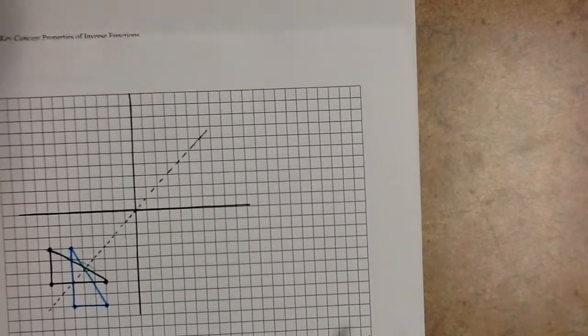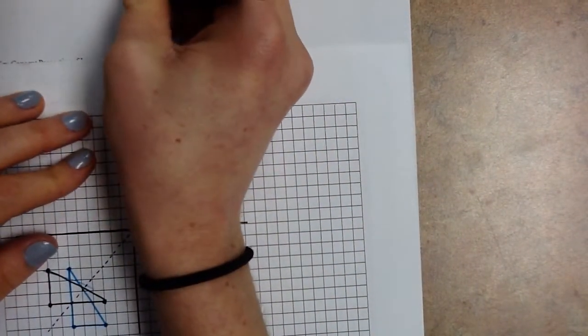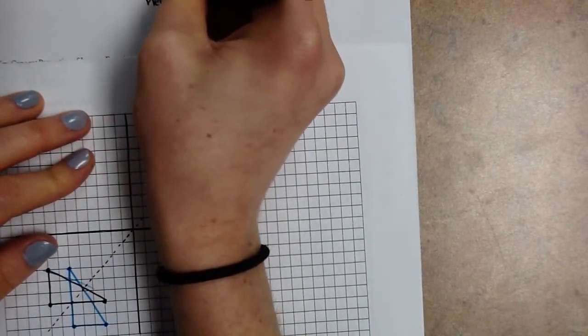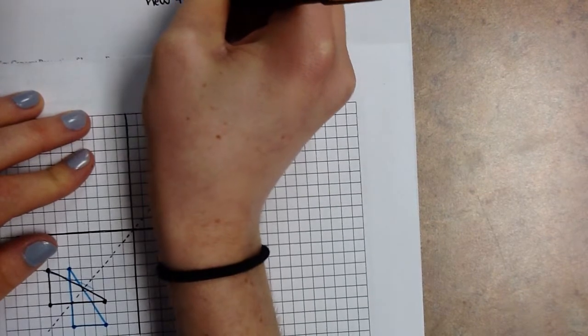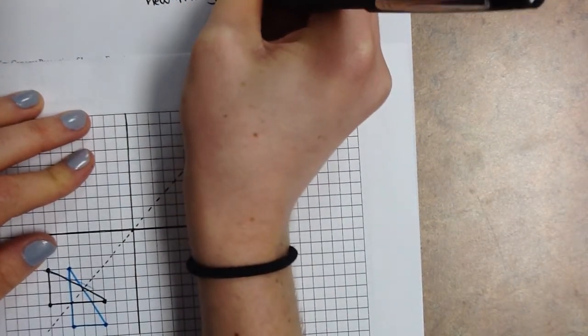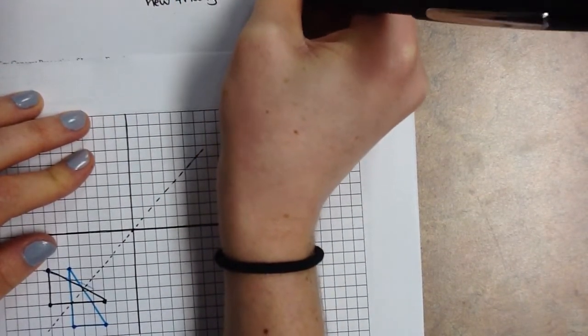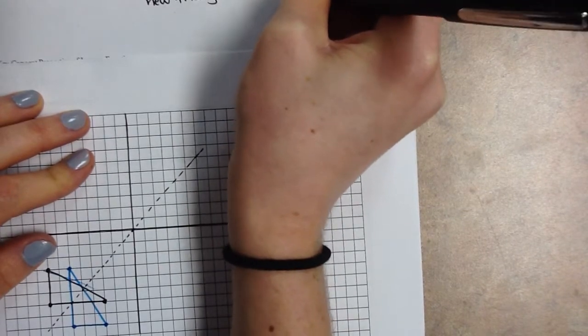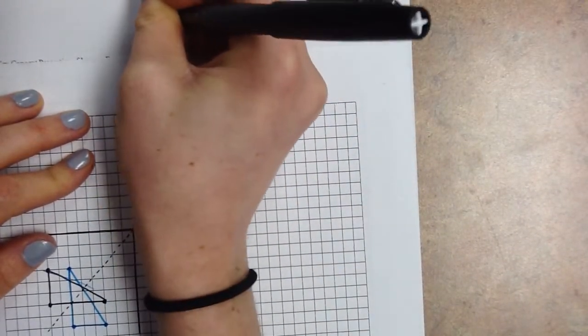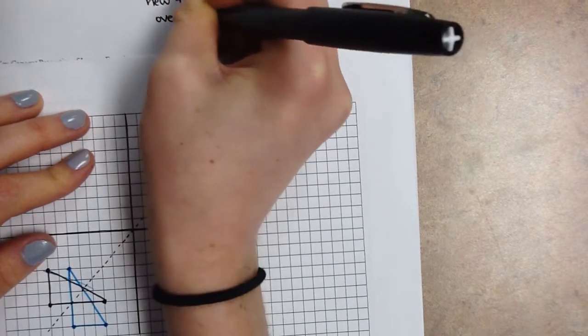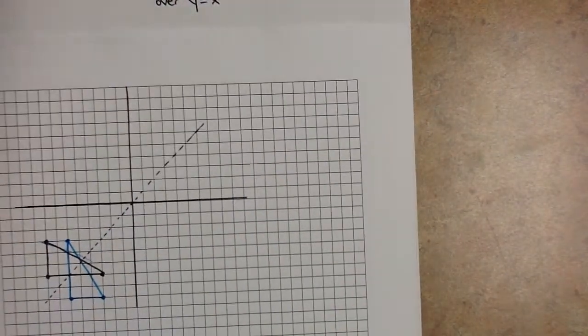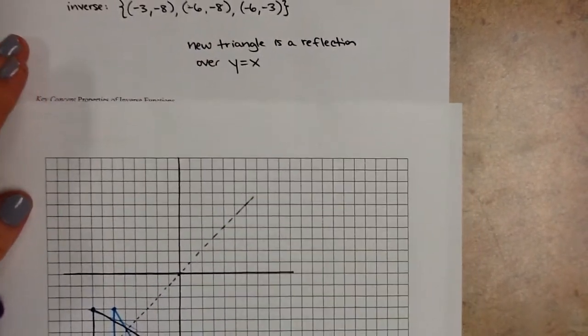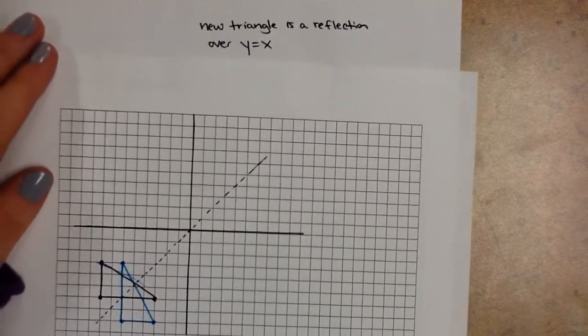So the graphs of the functions, we say the new triangle is a reflection over y equals x. Okay, so that's the dotted line that I just drew in here. Whoops, there we go. So that's the dotted line that I drew, is the line y equals x.